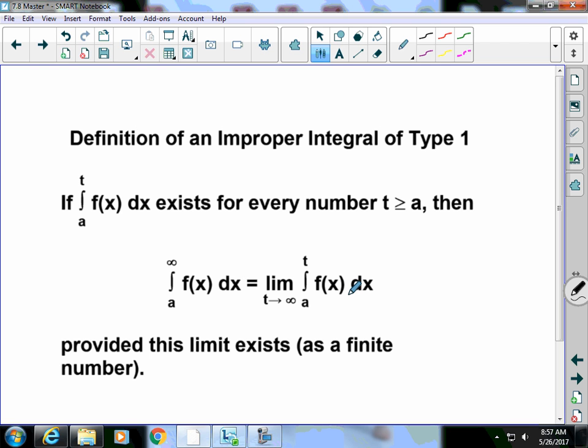The definition of an improper integral of type 1 says if the integral from a to t of f of x dx exists for every number t greater than a, then instead of going from a to infinity of f of x dx, I can look at the limit as t approaches infinity of the integral from a through t of f of x dx, provided the limit exists as a finite number. So now I have a way to evaluate, because I can't look at infinity, but I can look at what's happening as I approach infinity. And this is an important concept for when we get to chapter 11.